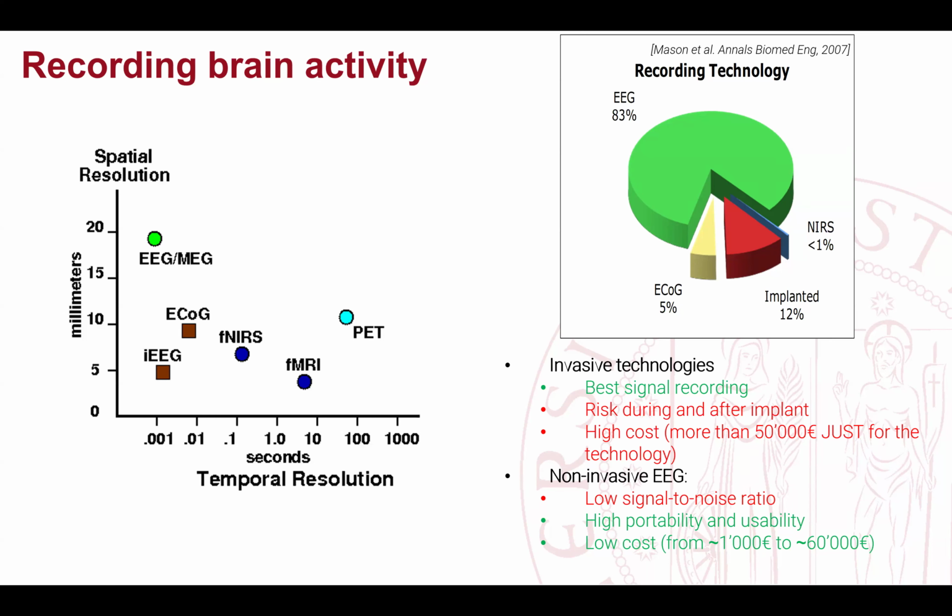Of course, invasive technology has the advantage of both. So we have normally a very good spatial resolution and a very good temporal resolution. Not as good as EEG in any case, but still better. So it is clear the best signal recording ever that you can have is using invasive technology, but with consequences.